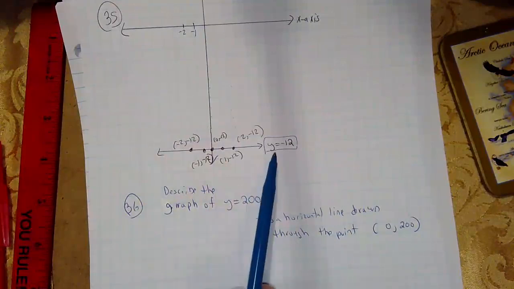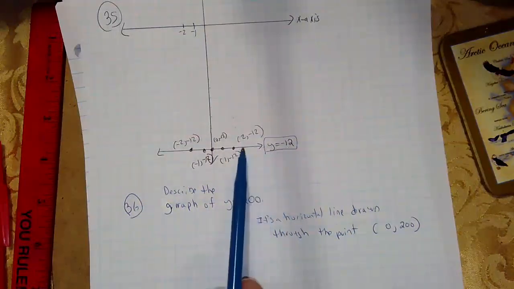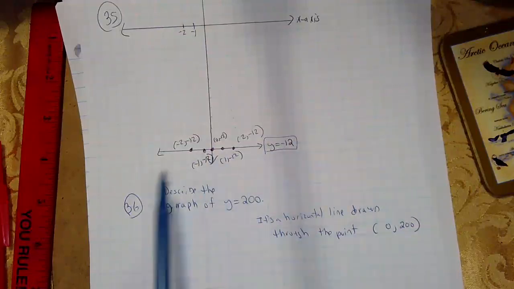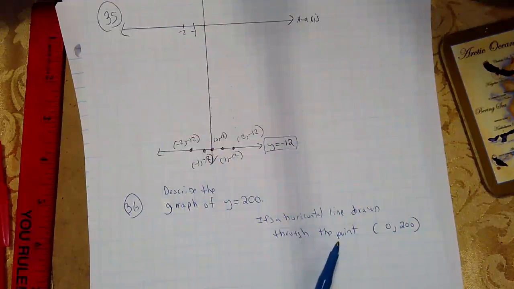That's kind of what happened here. See, y equals negative 12. So this is the point 0, negative 12. So through that point 0, negative 12, you just drew a straight line. Okay. So that answers 36. Describe the graph of y equals 200. It's a horizontal line.